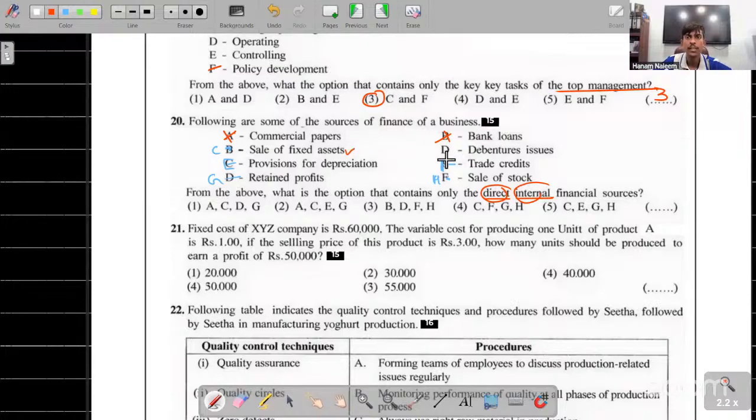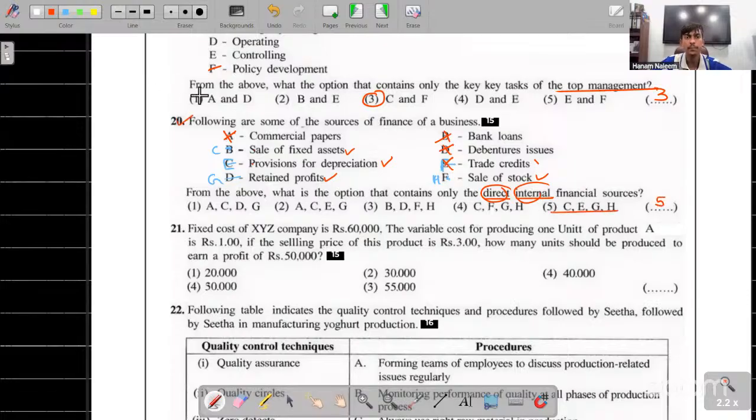We can take that. Debenture issue, that is indirect. We can't take. Provision of depreciation, also direct and fine, internal. Trade creditors, direct, but it is external. So we can't take trade creditors also. Retained profits, correct. Sale of stock, also correct. So it should be C A G H. C A G H, fifth one is the answer.